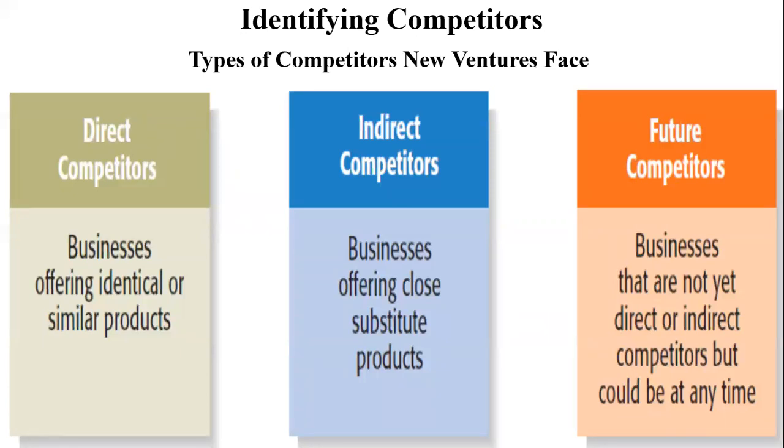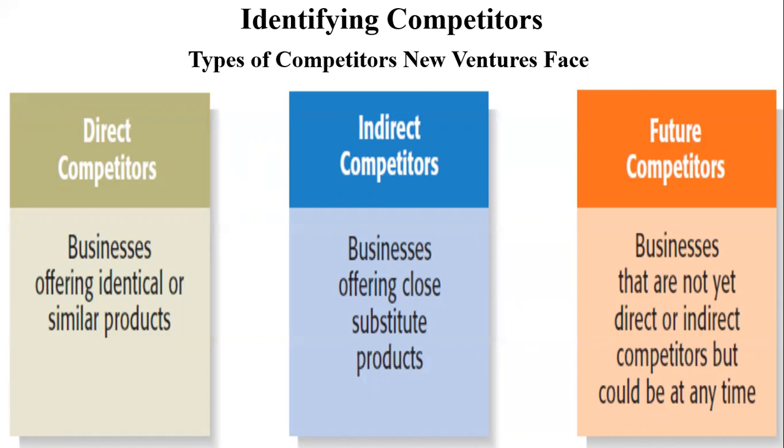Now, there are several types of competitors that new entrants usually face. We have the direct competitors, the indirect competitors, and the future competitors. So whereas the direct competitors are businesses that are offering identical or similar products like the one you, the new entrant, also intends to do, the indirect competitors are usually businesses that are offering close substitutes or products from what you are also trying to produce as far as a new venture is concerned.